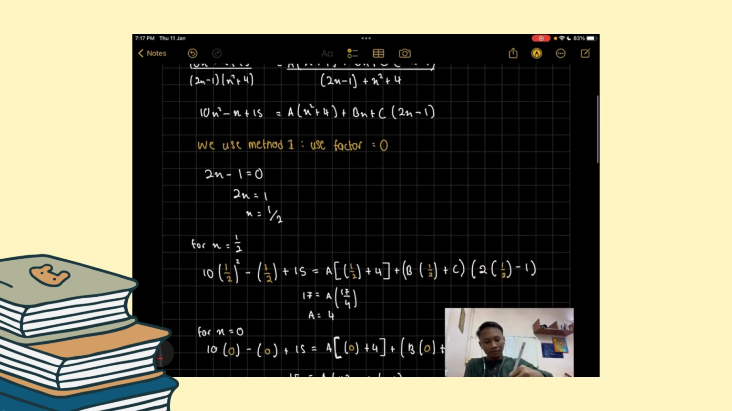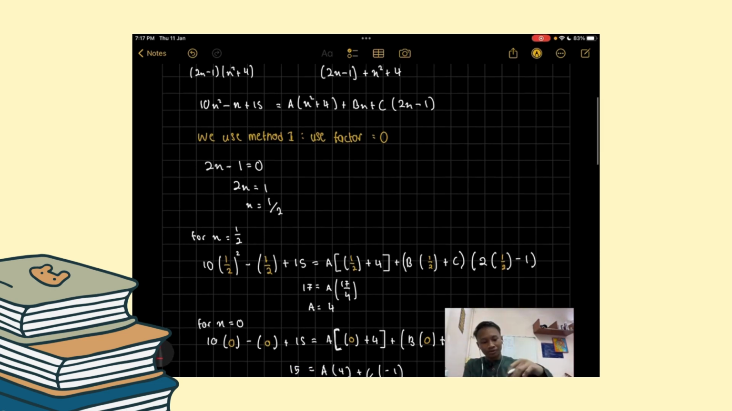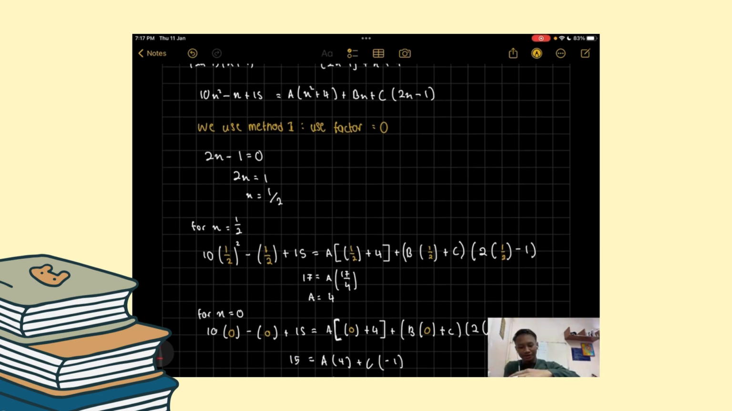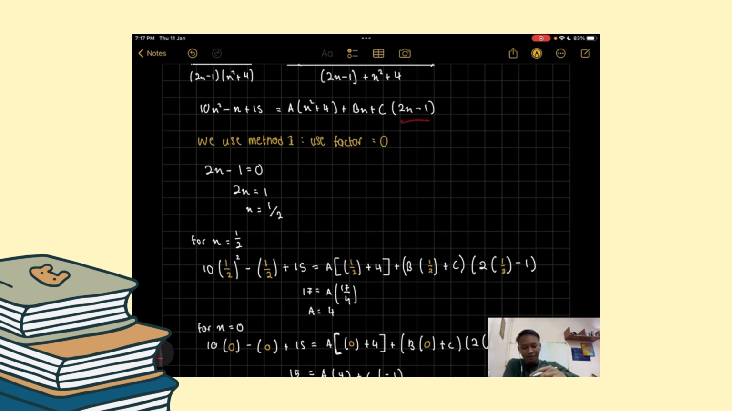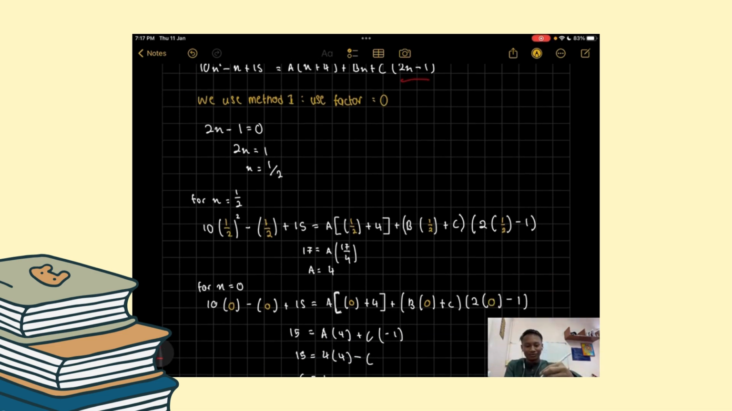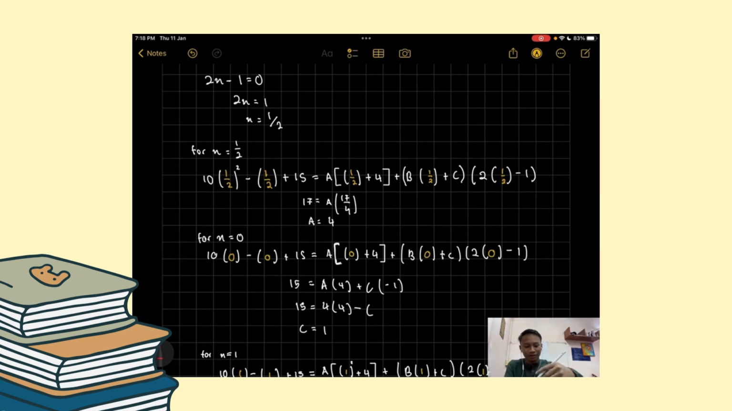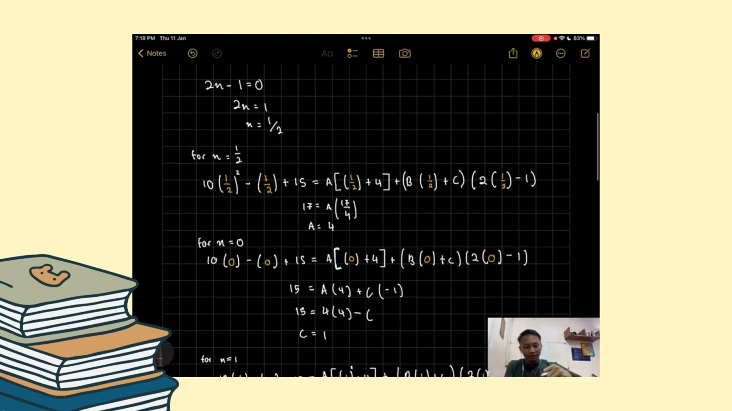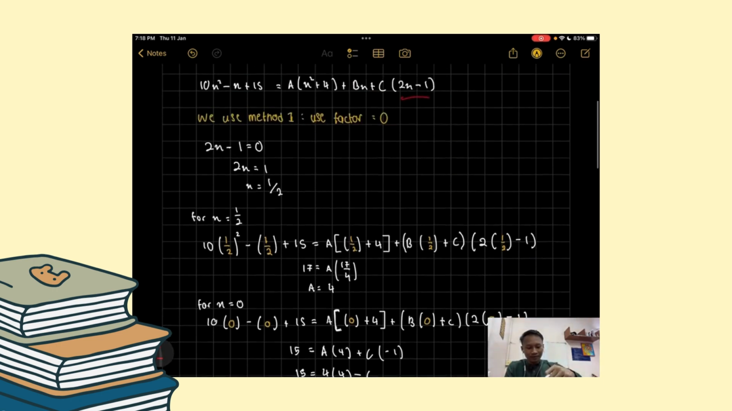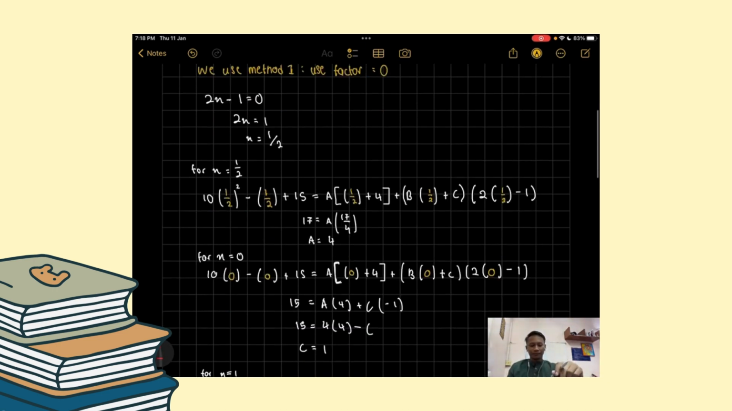After this, we need to use method number 1. Method number 1, we use factor equal to 0. As we can see here, 2x minus 1 equal to 0, and then we get the value of x equal to 1 over 2. For the next step, we put the value of x into the formula, and then we get a equal to 4.